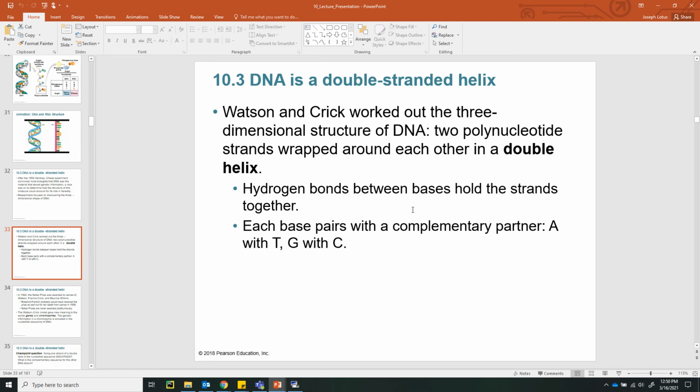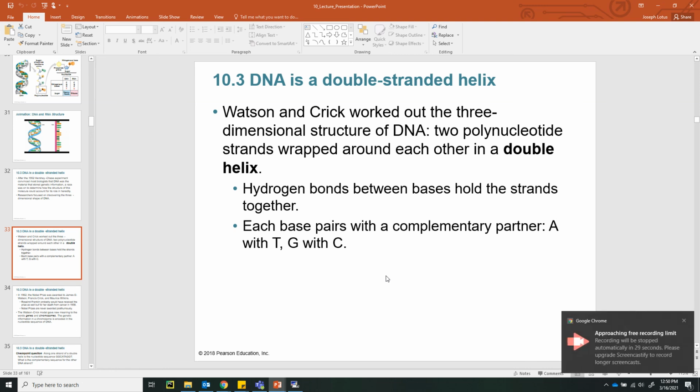Another important thing about DNA is the base pairing. So adenine always pairs with thymine, guanine always pairs with cytosine. If an RNA molecule is pairing with DNA, then the RNA U, uracil, will pair with the DNA A, adenine.